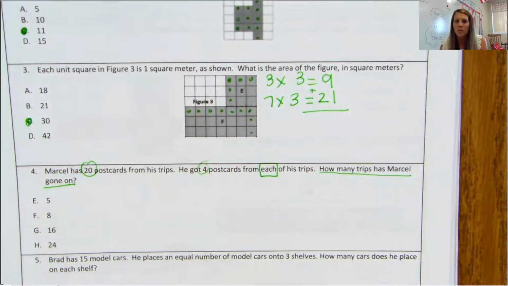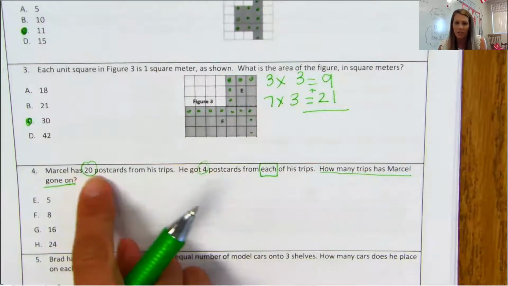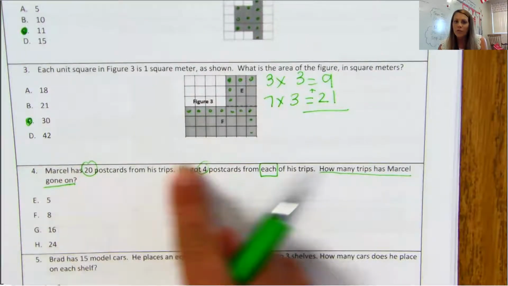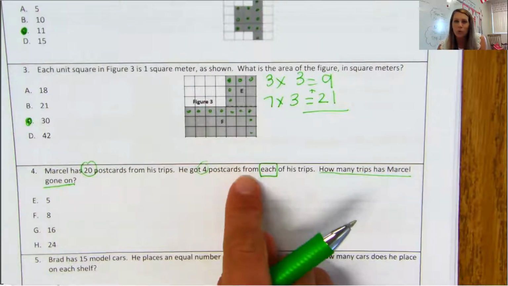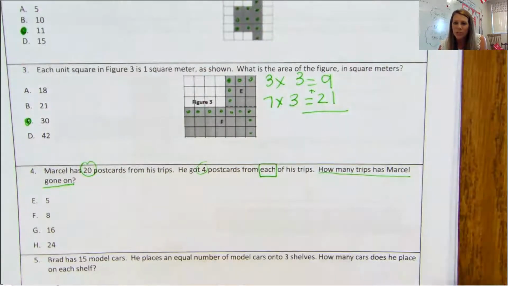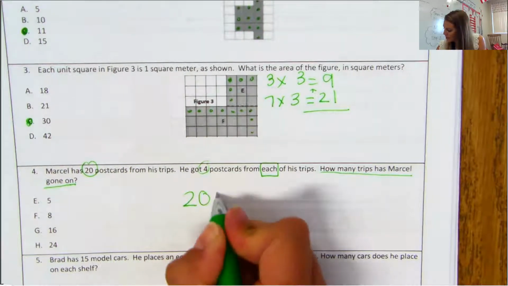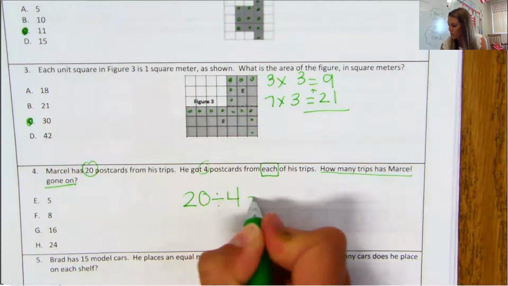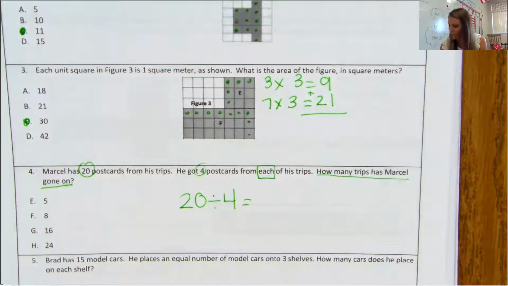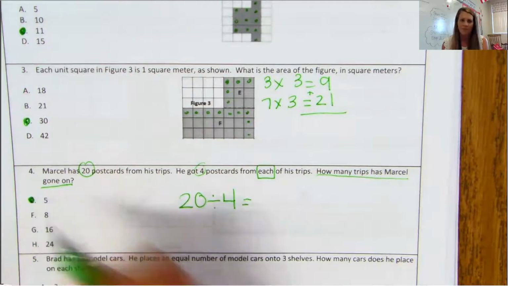So let's think about this. If he gets 20 postcards and he has 20 altogether, he gets 4 from each of his trips. We're not going to multiply. What are we going to do? We're going to divide. So what is 20 divided by 4? Go ahead and bubble in your answer. You should have gotten 5.